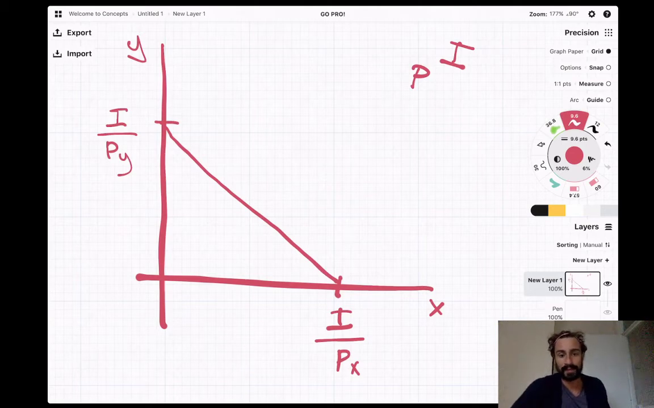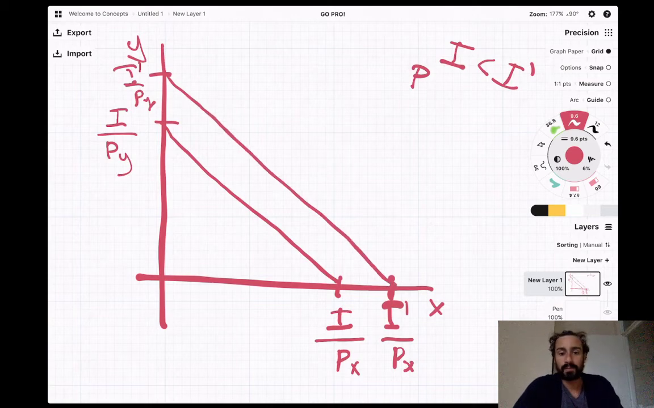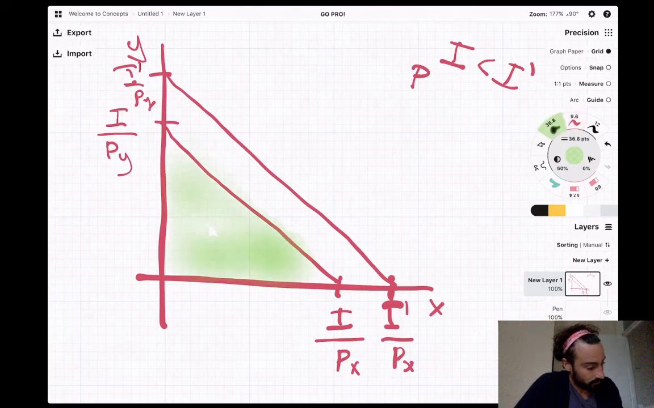Now let's think about what happens if we make I bigger. So if I think about some I prime, which is bigger than I, then these two points just get bigger, right? This becomes I prime over px, and this is I prime over py. And we have a new budget set. Well, what does this budget set look like? It's bigger. It contains the old budget set, right? The old budget set is still inside the new one. So this is the old one, and it lies inside of the new one, right?